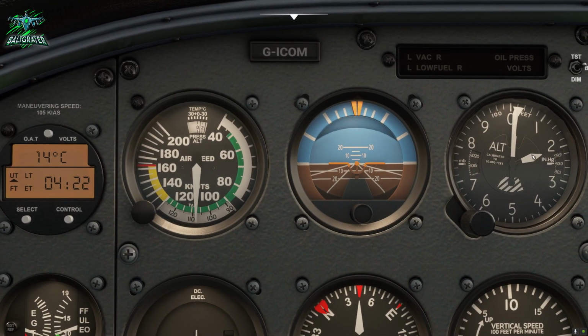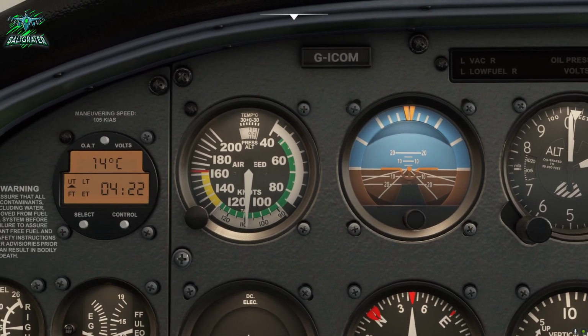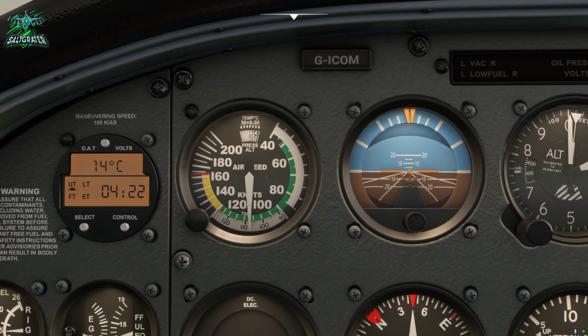So we are cruising at 2,000 feet, and what we're going to do is turn this dial and look at this reading up here. You're going to have to zoom in quite close because it's kind of small and difficult to read, but what we're going to do is turn this knob until our altitude on this dial, in this case 2,000 feet, lines up with our temperature in degrees Celsius.